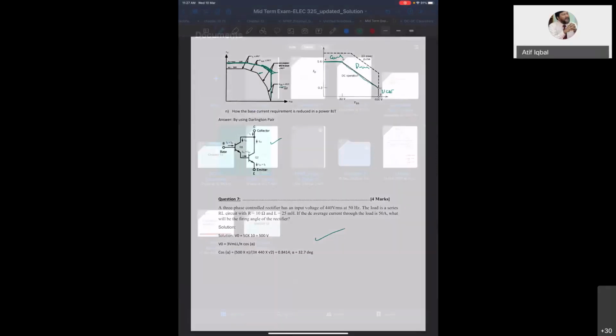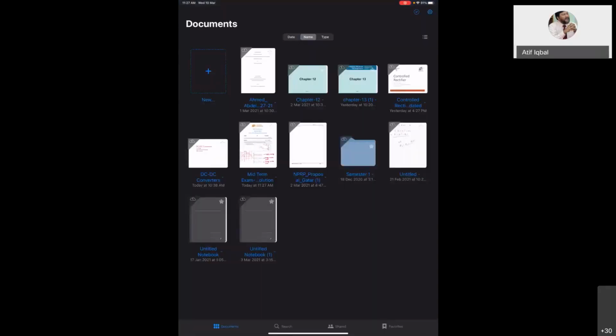Anyway, so your major weakness I see is in understanding the waveforms. So please, you have to make your fundamentals clear. This course is not about solving problems only. This course is about understanding the circuit behavior. That's the most important thing.